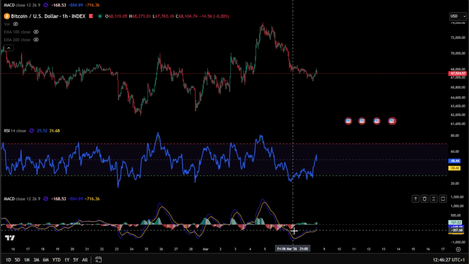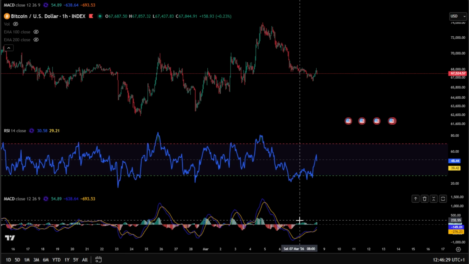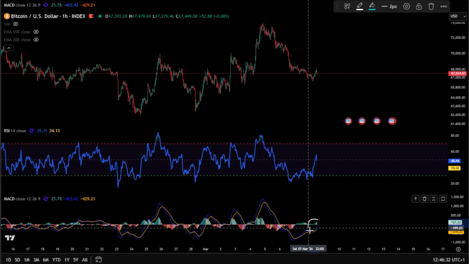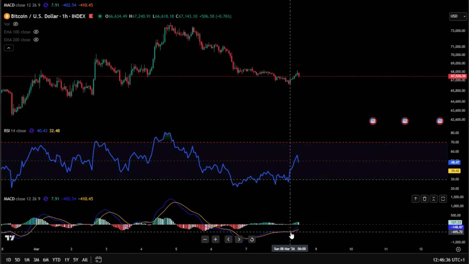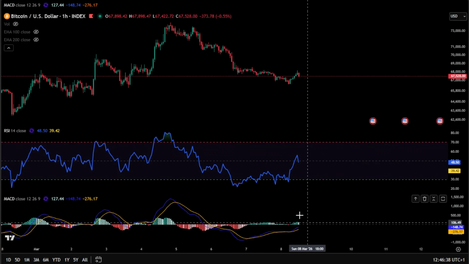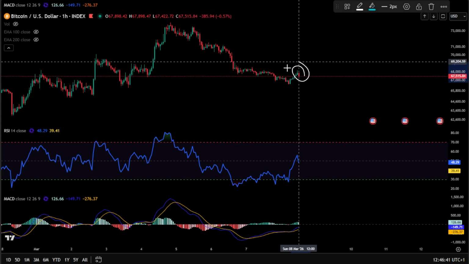The MACD also shows a little bit of momentum for higher prices here. However, I don't see yet a very, very strong signal, despite that you have kind of a bullish signal. But I would say the price doesn't agree with it.